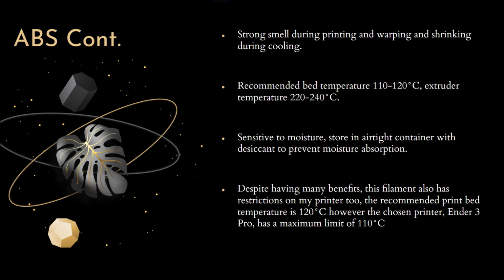Despite many benefits, ABS has a strong downside. It has a strong smell during printing and is prone to warping and shrinking during cooling. It's also sensitive to moisture, which is similar to other filaments, so it's recommended to store in an airtight container with silica gel to prevent moisture absorption. It's recommended to print with this filament at a bed temperature of 110 to 120 degrees Celsius and an extruder temperature between 220 and 240 degrees Celsius.